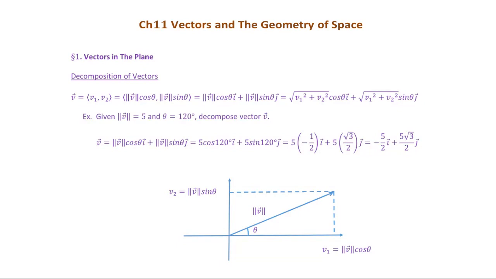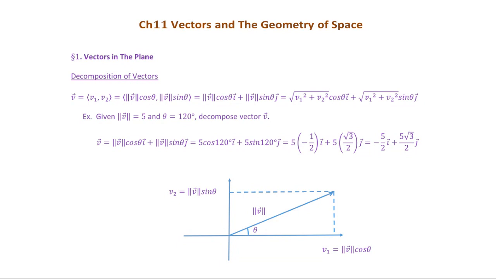But length V is just the square root of V1 squared plus V2 squared, because V1 and V2 are the components. So we get the square root of V1 squared plus V2 squared times cosine theta i plus the square root of V1 squared plus V2 squared times sine theta j.